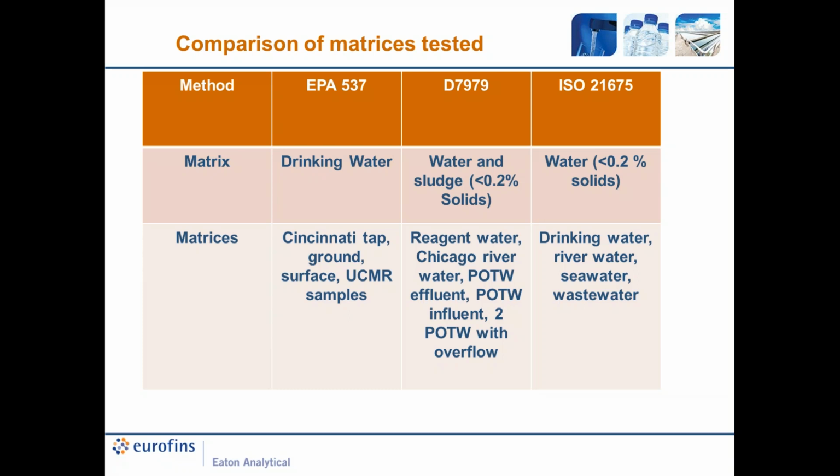The ISO method is the only one that actually has a multi-laboratory study where each lab ran the same matrix, validated using drinking water, river water, seawater, and wastewater. We must be careful here with the use of the word wastewater, because for ISO, this usually means a clean secondary or tertiary effluent.